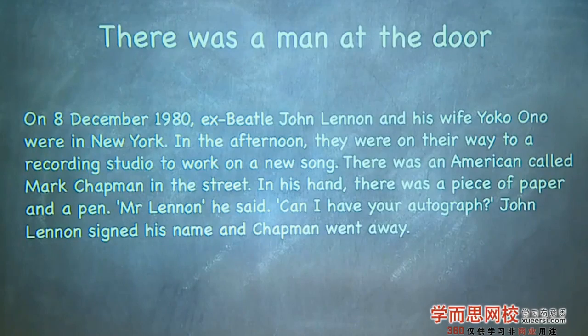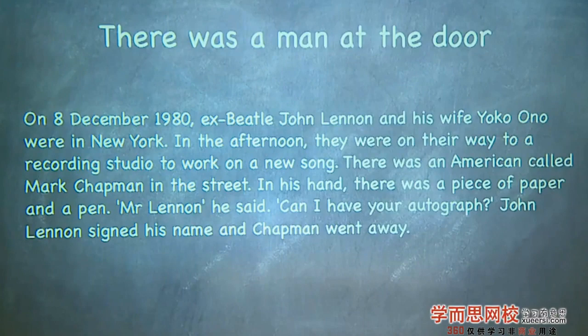On the 8th of December 1980, ex-Beatle John Lennon and his wife Yoko Ono were in New York. In the afternoon, they were on their way to a recording studio to work on a new song. There was an American called Mark Chapman in the street. In his hand, there was a piece of paper and a pen. "Mr. Lennon," he said, "can I have your autograph?" John Lennon signed his name, and Chapman went away.